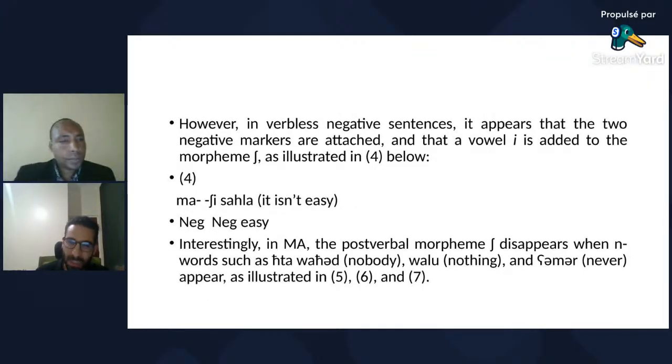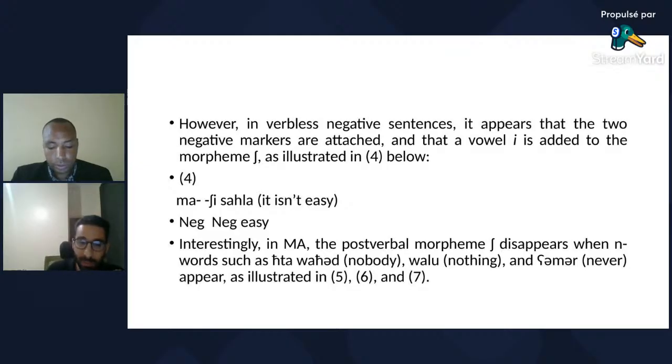However, in verbless negative sentences, it appears that the two negative markers are attached and that a vowel e is added to the morpheme sh, as illustrated in 4 below. So we say ماشي سهلة, it isn't easy. Here there is no verb, although this is questionable. But let's stick to the proposition that there is no verb here and there is an e added at the end.